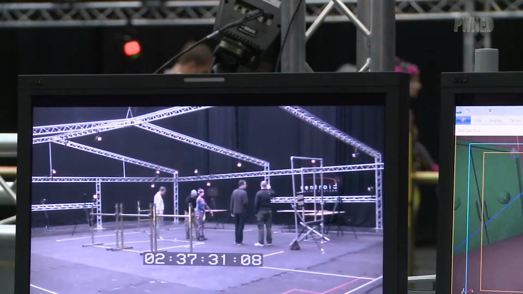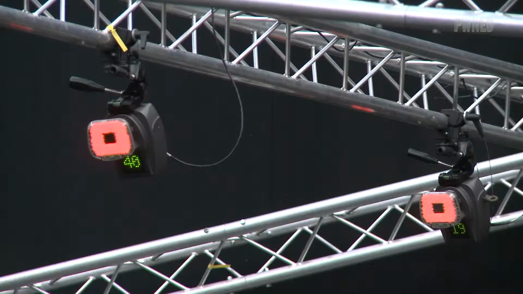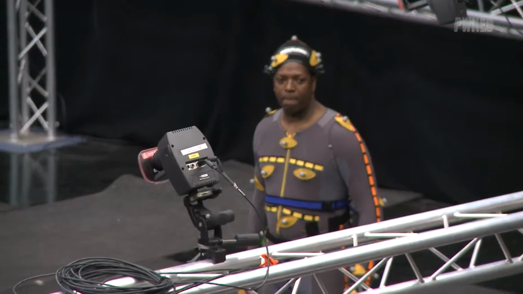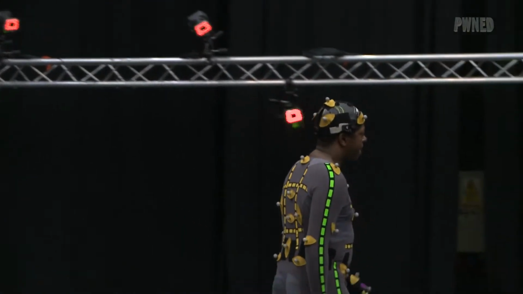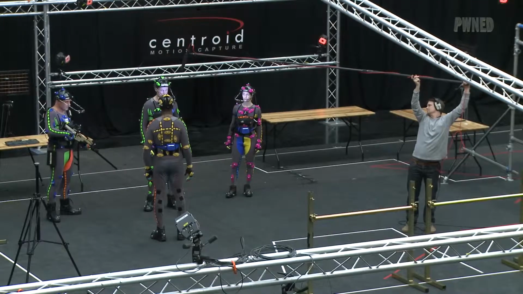The idea is that at all times, 3 of these cameras must see one of the markers that are on the actors, so that we can track their position within the capture volume, as we call it, which is the performance area. Casting the actors into the roles for us was of primary importance. We took a lot of time.